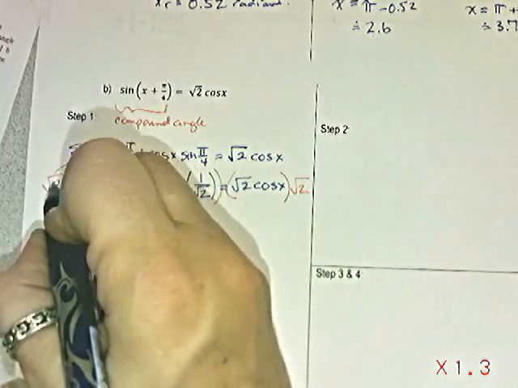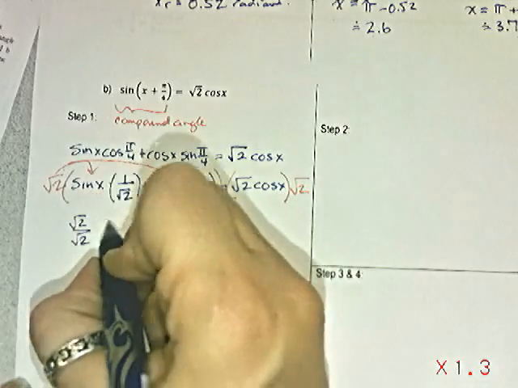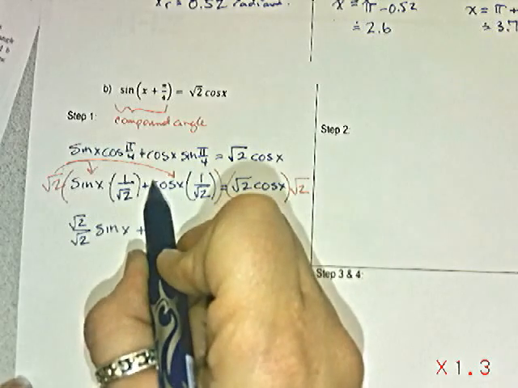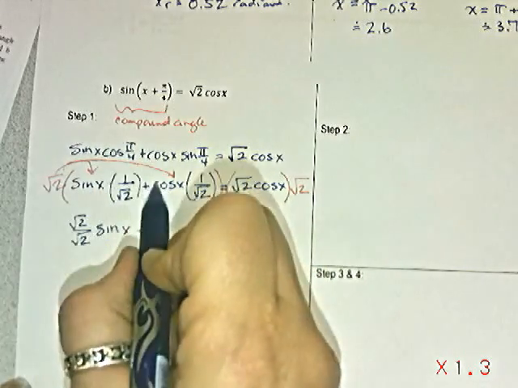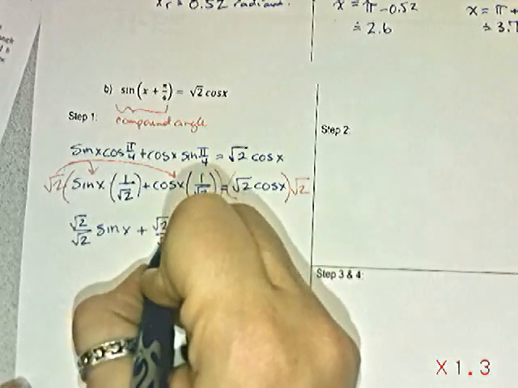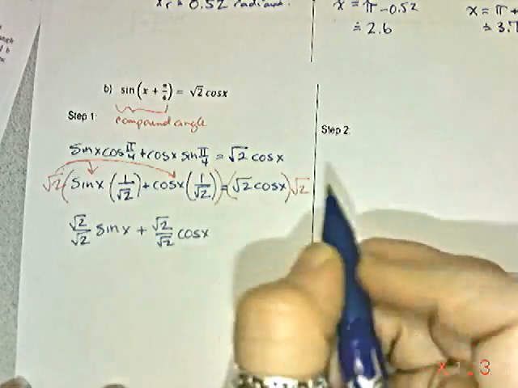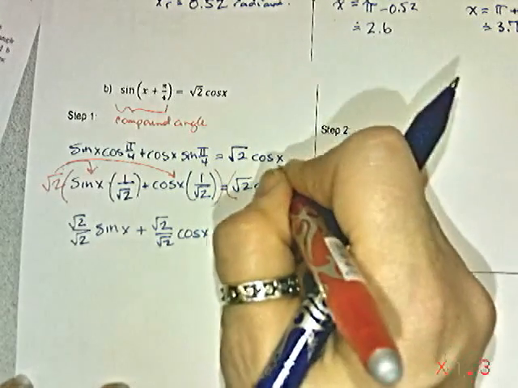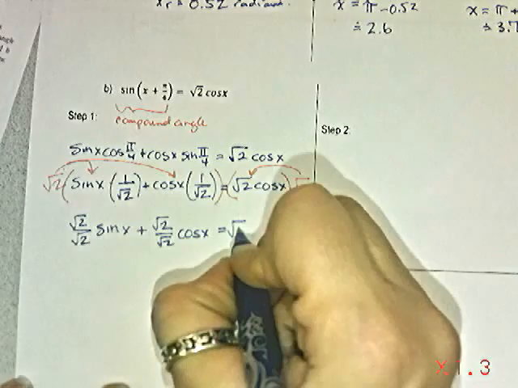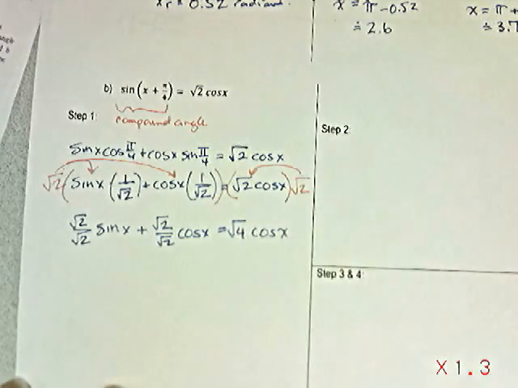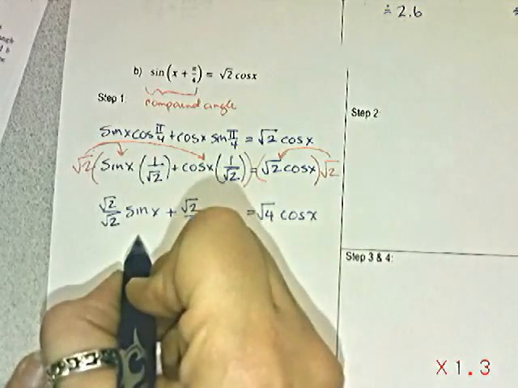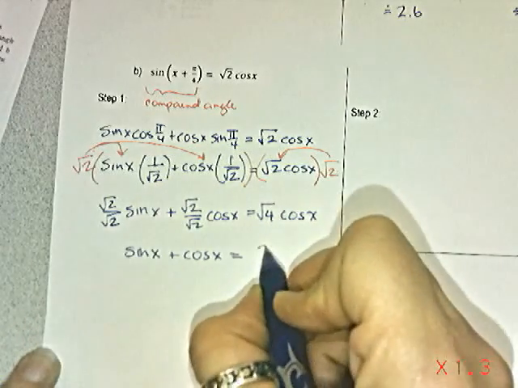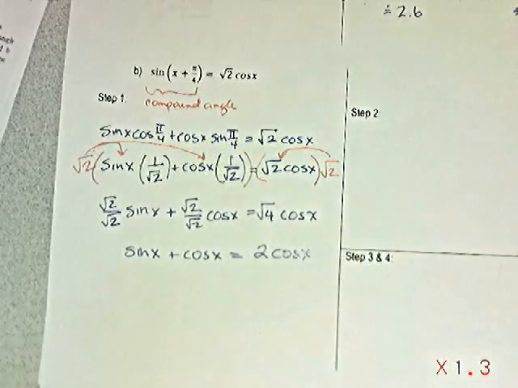Root 2 times this fraction would be root 2 over root 2 times the sine of x. Plus, again, if I've got this 1 over root 2 in front of cos of x, and I'm multiplying in a root 2, then it would be root 2 over root 2. And of course, those are just ones, and I'm going to simplify those away. And the square root of 2 times the square root of 2 back here would be the square root of 4, which of course can be simplified to a single value of 2. And so I get sine of x plus cos of x is equal to 2 cos x.